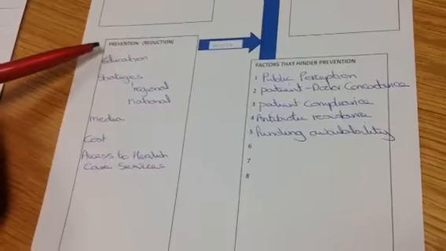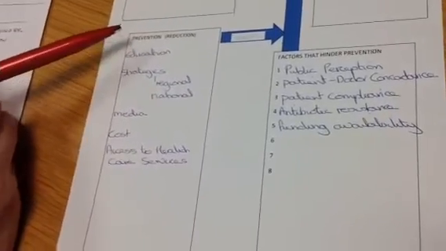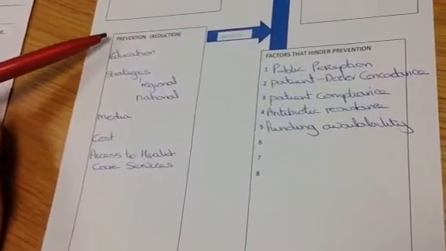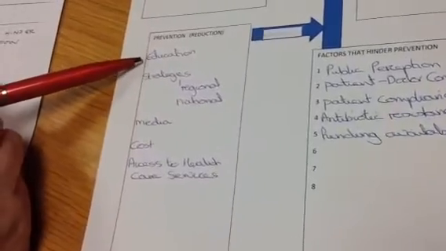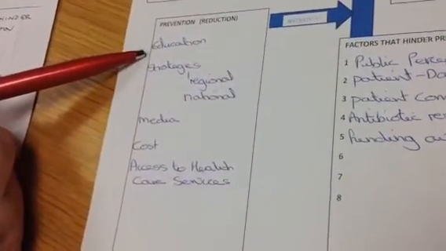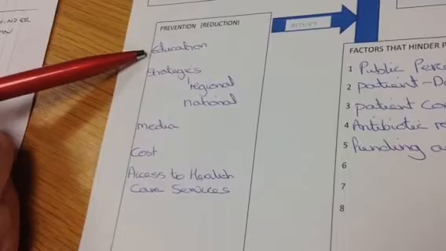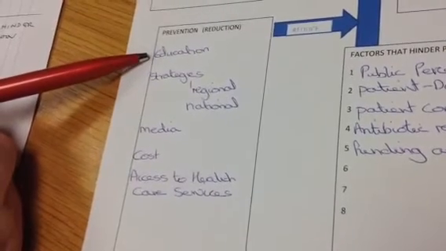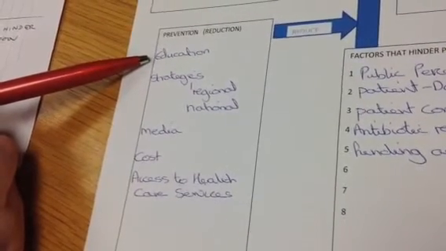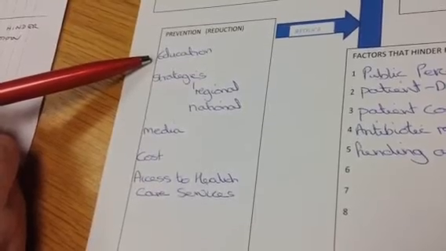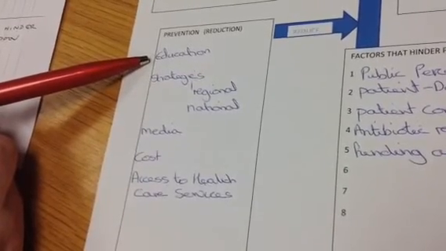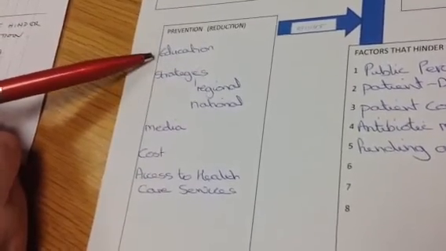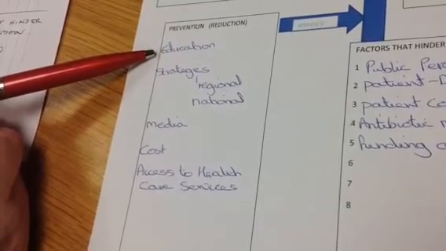Okay, prevention. If we look at how we can prevent or reduce the incidence of our diseases, first thing will be education. How can we educate people to hopefully reduce diseases? Can that be through schools? So can we have a schools programme? Can we have education in the community? Can we have education through GP surgeries?